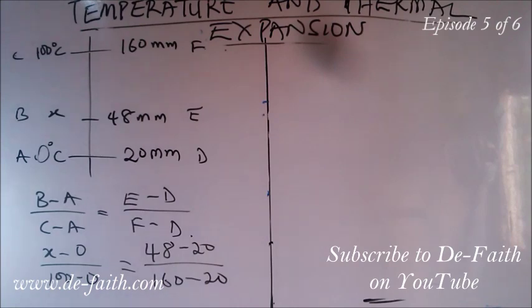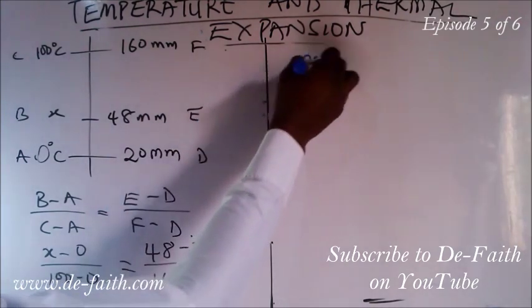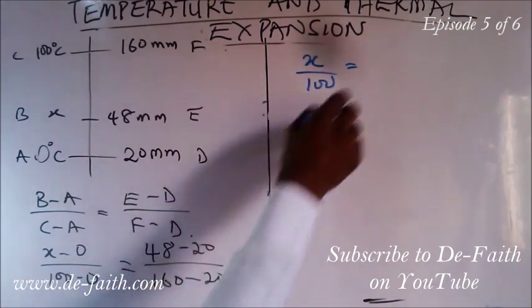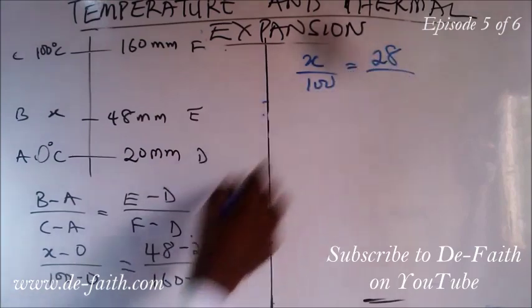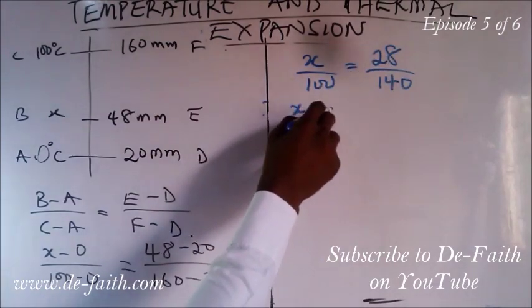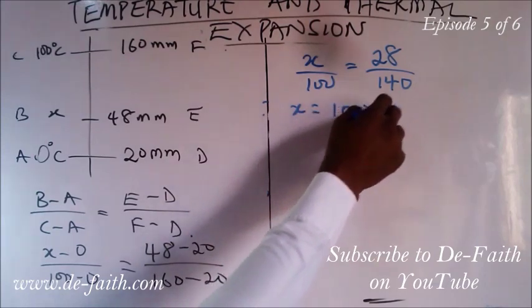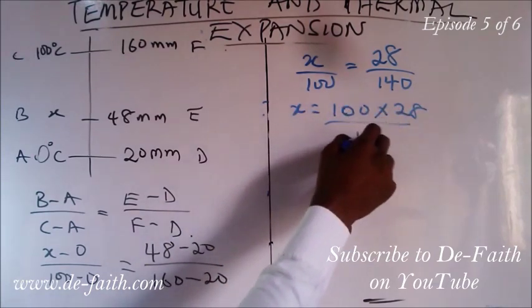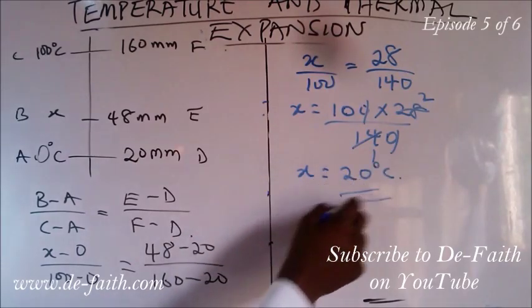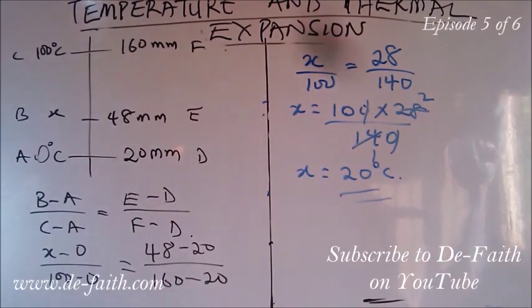So when we subtract, we end up having x minus 0 to be x. 100 minus 0 is 100, equal to 48 minus 20, that's 28, over 160 minus 20 gives 140. So x equals 100 times 28 over 140. And so we are left with x equal to 20. The temperature corresponding to 48 millimeter is 20 degrees Celsius.